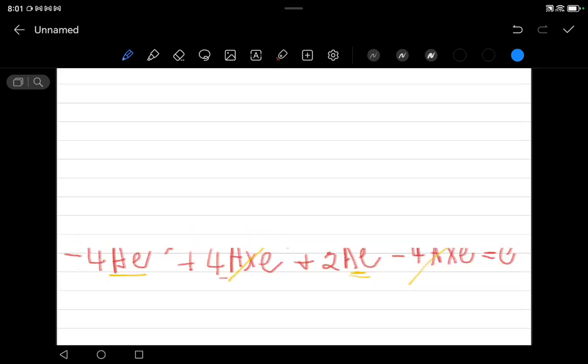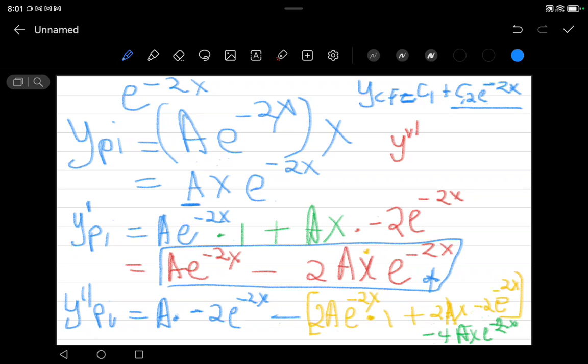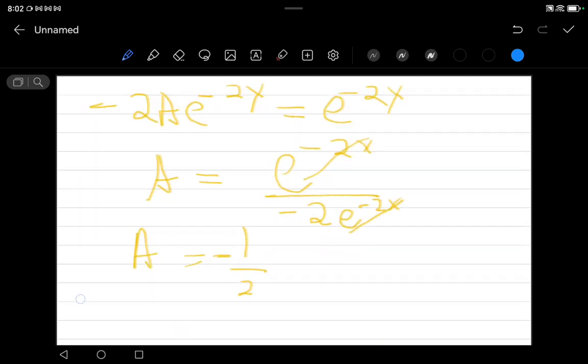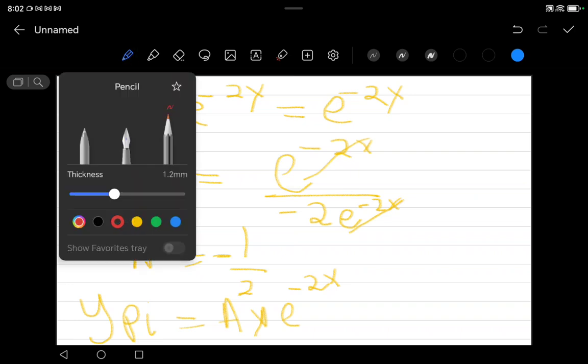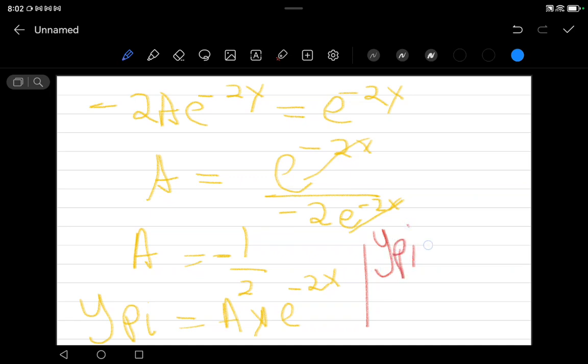And then we're going back to our YPI. Remember, our YPI is Ax times e to the power of negative 2x. So we're going to write our YPI. It was Axe to the power of negative 2x, and now we solve for A. Therefore we're going to write our YPI like this: YPI equals negative 1 over 2x e to the power of negative 2x.